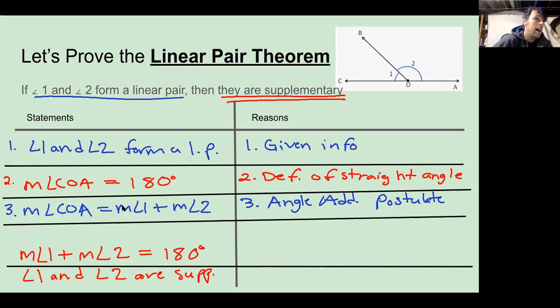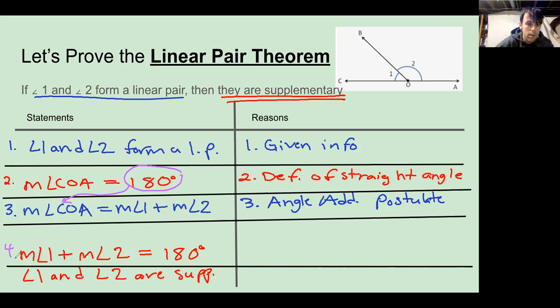I view it as kind of having two options here in terms of what I could do. I could use the substitution property. I could substitute 180 degrees in for the measurement of angle COA, and then I would end up with this equation. Or I could also view this possibly using the transitive property. I know that the measurement of 1 plus the measurement of 2 equals COA, and COA equals 180, then I can kind of shortcut that using the transitive property. So I could say the measurement of 1 plus the measurement of 2 equals 180.